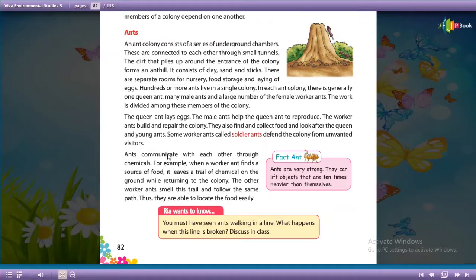Ants communicate with each other through chemicals. So ants, they used to pass their message to each other through chemicals.